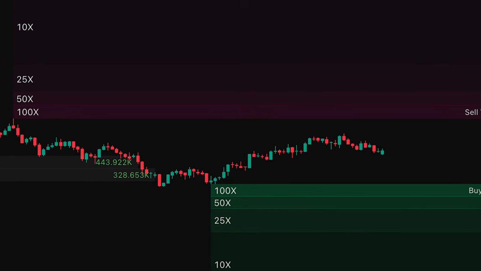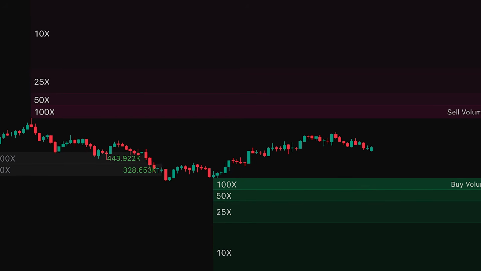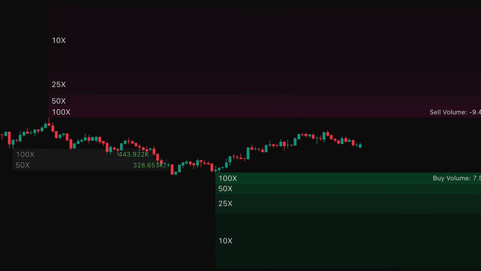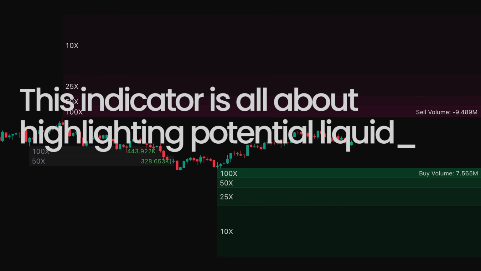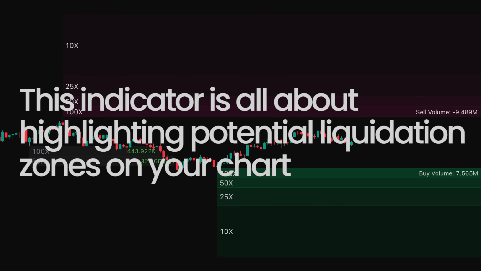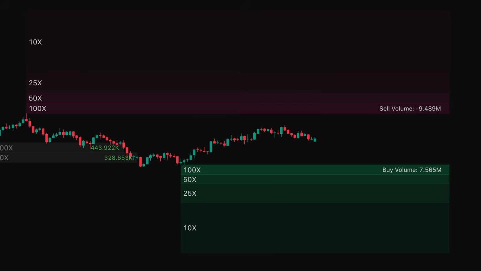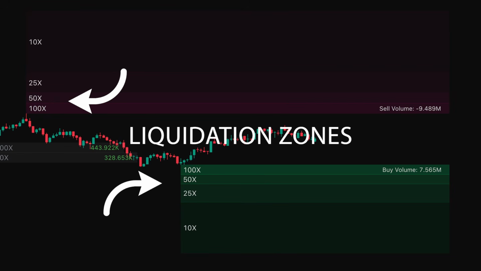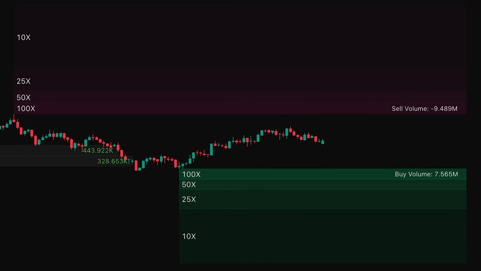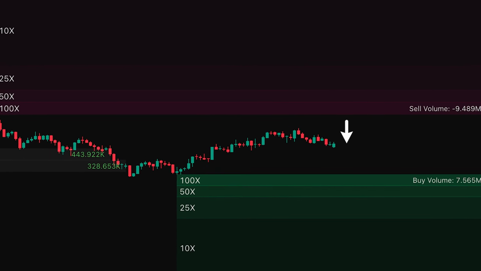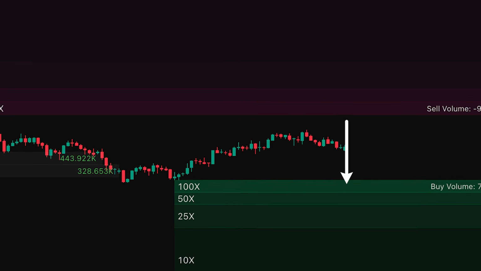I'm showing you a game-changing tool that can help you spot those high-risk zones and trade smarter. This indicator is all about highlighting potential liquidation zones on your chart. In simple terms, liquidation zones are areas where leveraged traders might get forced out of their positions if the price hits them. Think of them as clusters of stop losses that can act like magnets for price action.